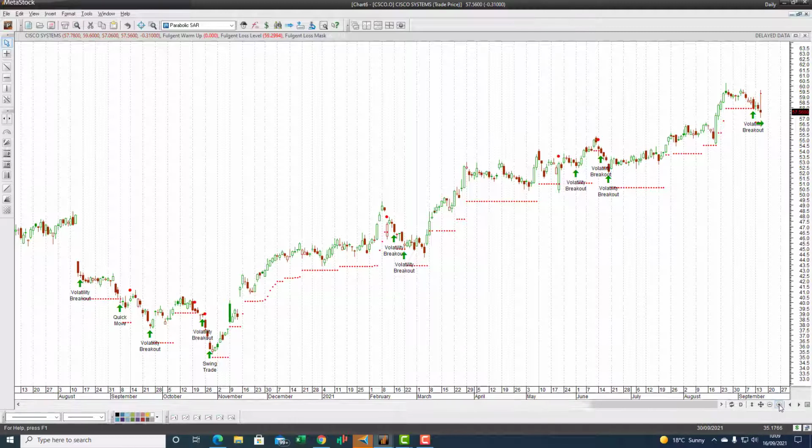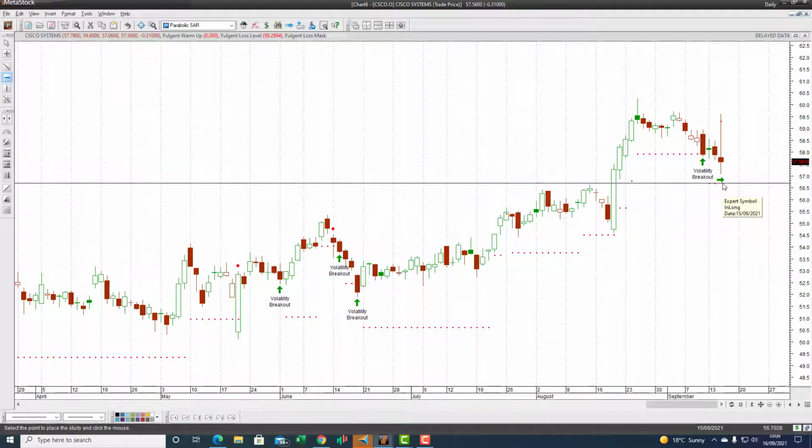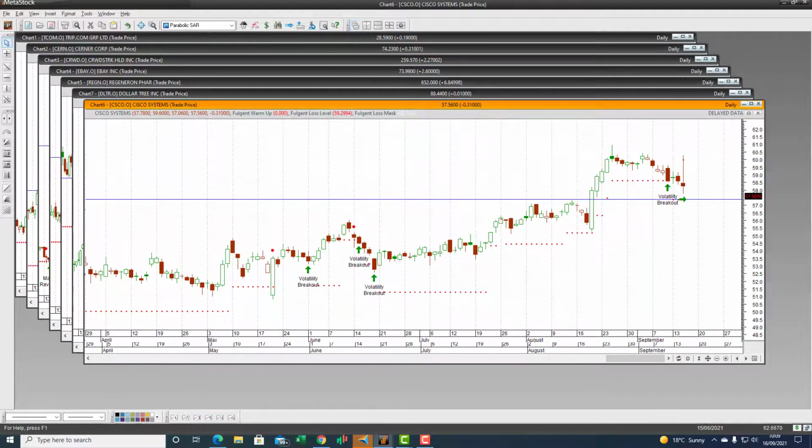And now we have a volatility breakout signal again. And we have a trailing stop loss in and around the 56 and 57 zone, just between those two levels. So it will be interesting to see if we'll get a follow through of this price move to the upside. But Cisco Systems, fantastic. Lots of trading opportunities there using the AI.